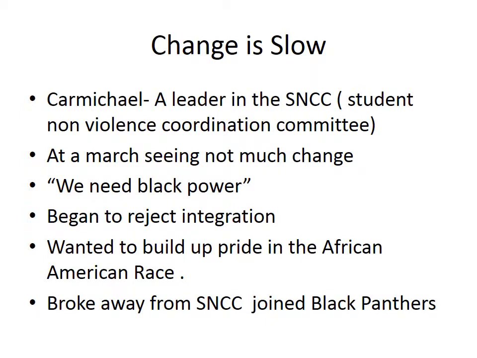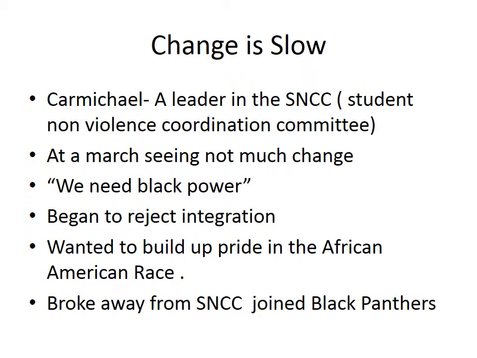So let's look at Carmichael, or Stokely Carmichael. He is a leader in the SNCC. Now, the SNCC is the Student Nonviolent Coordinating Committee. This committee was founded by Martin Luther King Jr. and helped to start the Birmingham movements, and it was peaceful. And Carmichael started off peaceful.